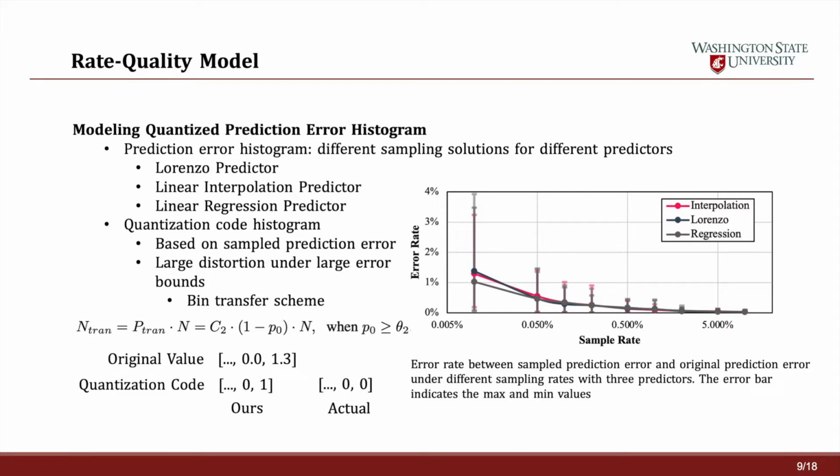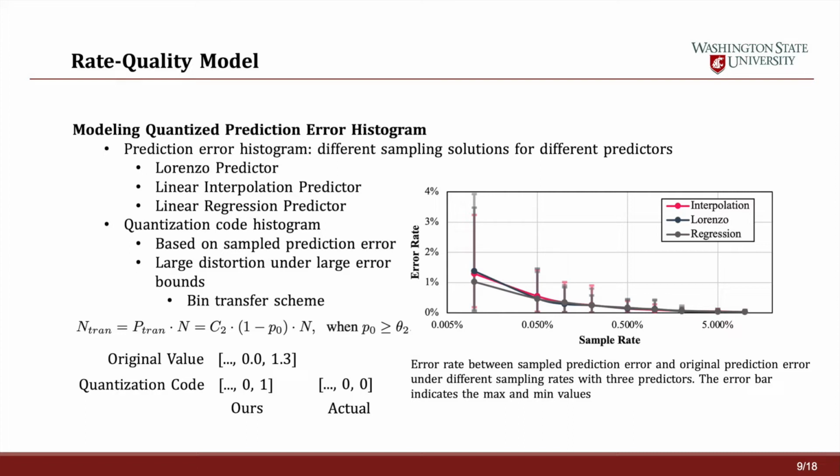And next, for modeling the quantized prediction error histogram, it mainly has two parts. One is a prediction error histogram, and the second is a quantization code histogram. So for the prediction error histogram, we actually proposed a different sampling strategy for different predictors: Lorenzo, linear interpolation, linear regression. And on the right-hand side, this figure demonstrates how we chose the sampling rate for all the predictors. Eventually we choose 0.5 for all of them because it provides a very low sampling rate and also a very acceptable prediction error.